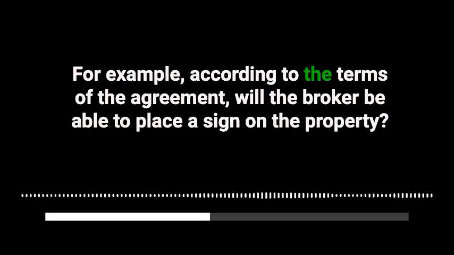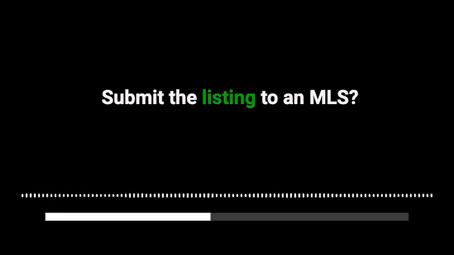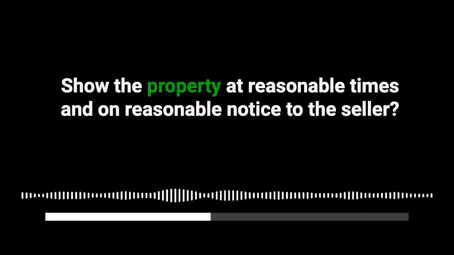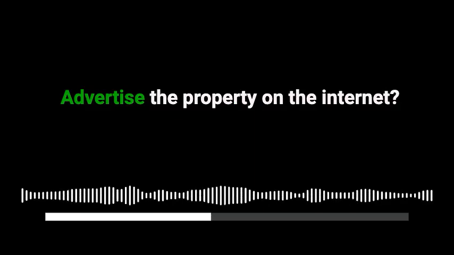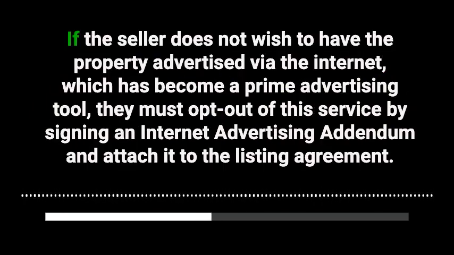For example, according to the terms of the agreement, will the broker be able to place a sign on the property, advertise and market the property using the broker's best efforts, submit the listing to an MLS, show the property at reasonable times and upon reasonable notice to the seller, place a lockbox on the property, advertise the property on the internet, conduct an open house? Without written consent of the seller, the broker cannot undertake any such activities.